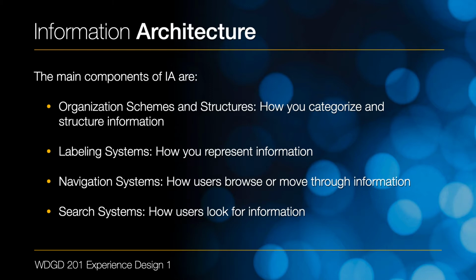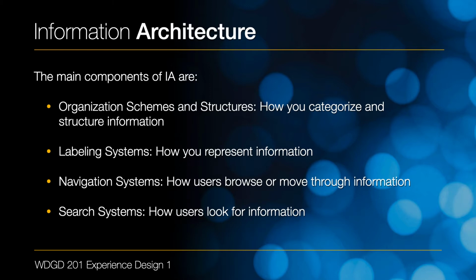The main components of AI, which is the short form of information architecture, are organizing schemes and structures, how you categorize and structure information. That's how you group information together. That's sometimes a little bit harder than you think, because sometimes when you're working with a site for a client that has a lot of information, things don't naturally group so well, or there might be two categories they group into equally as well. And that's when it becomes more challenging and more difficult.